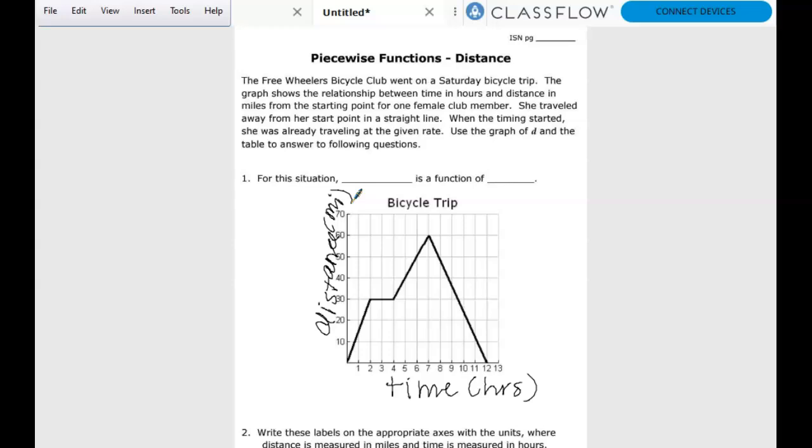So when I'm asking for this situation, distance in miles. Sorry, when I write, my arm is covering it up. For this situation, blank is a function of blank. Y'all, what's the input? Which is always the input? X. What's my X value? Time. So distance is a function of time.